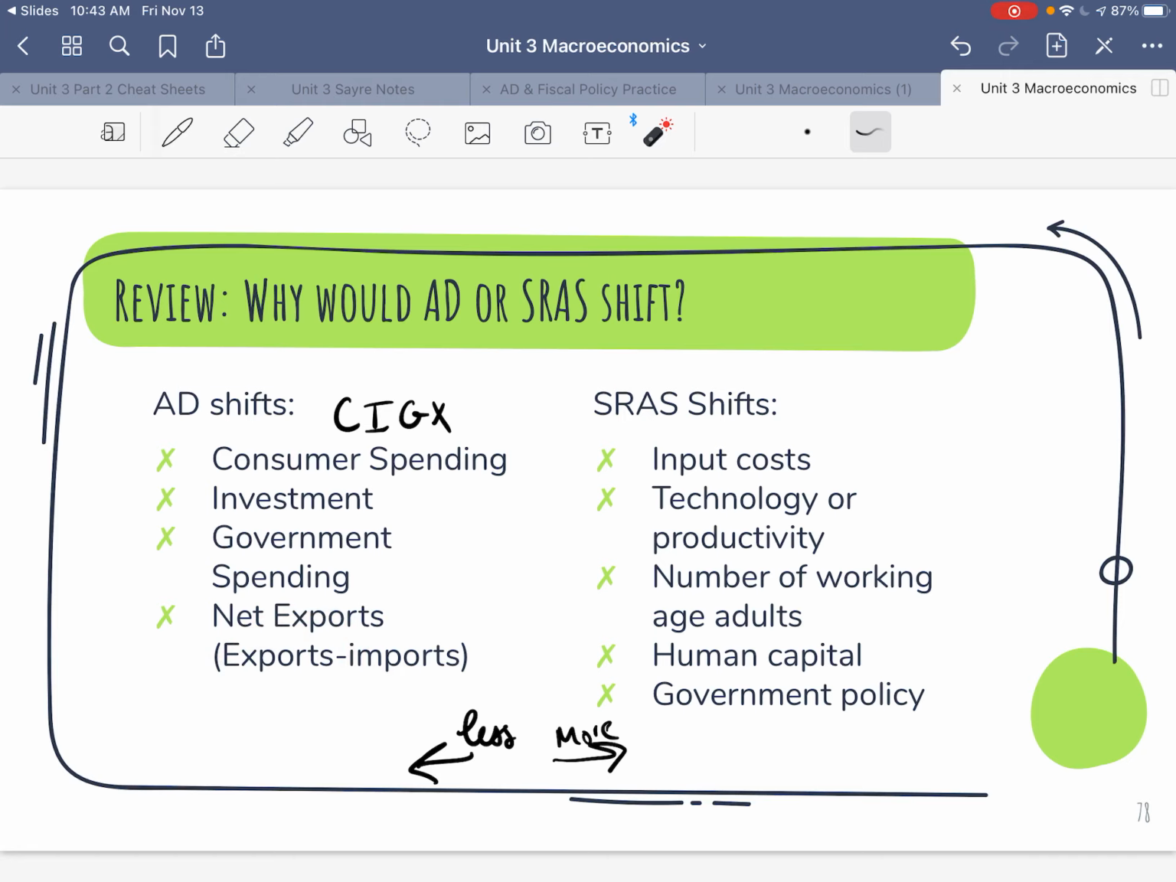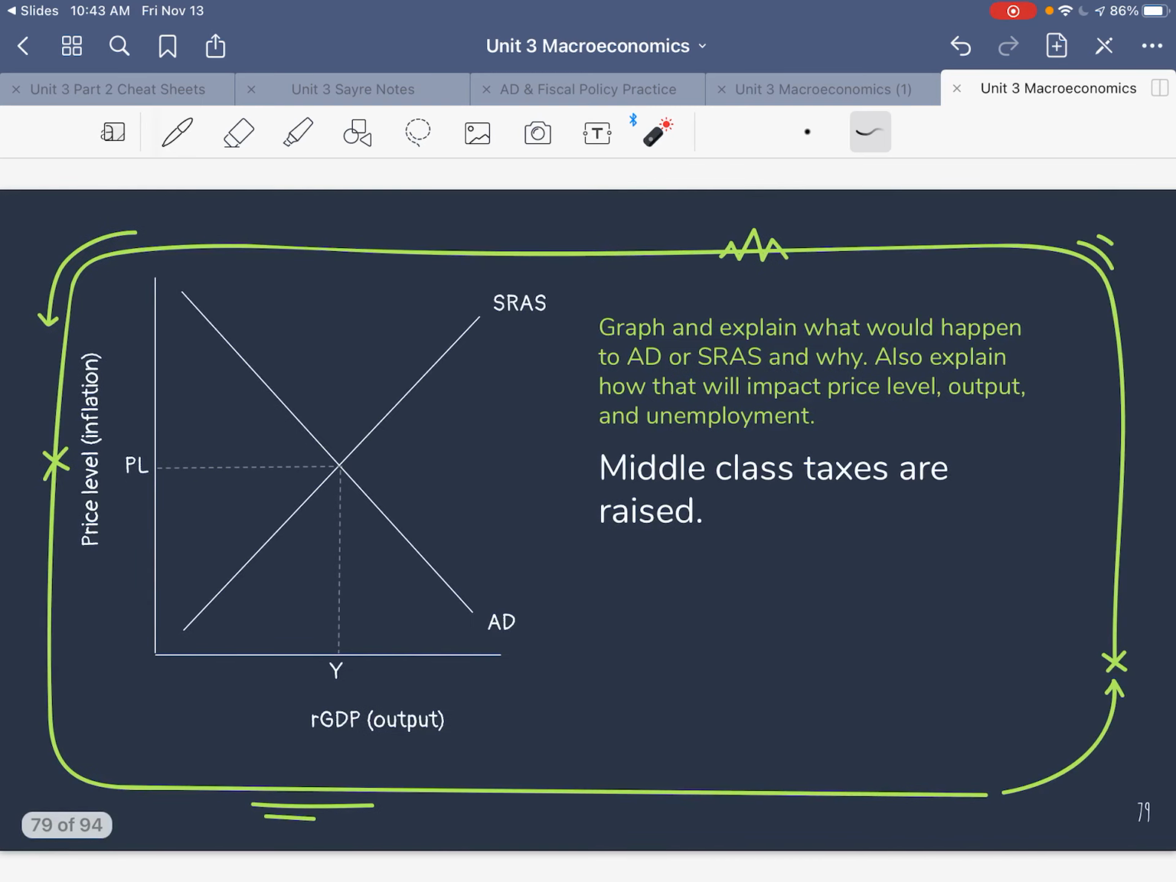And then the reasons that short-run aggregate supply would change are similar to the reasons that regular, small microeconomic supply would change. Input costs, if it's more expensive. Technology or productivity, we make more or make it faster. The number of working age adults, the number of people that are available to work, will change our supply. If there's more people available to work, we can supply more. If there's less people available to work, we can supply less. Human capital, how much education people have, changes supply. And then things that the government does, government policy. Okay?